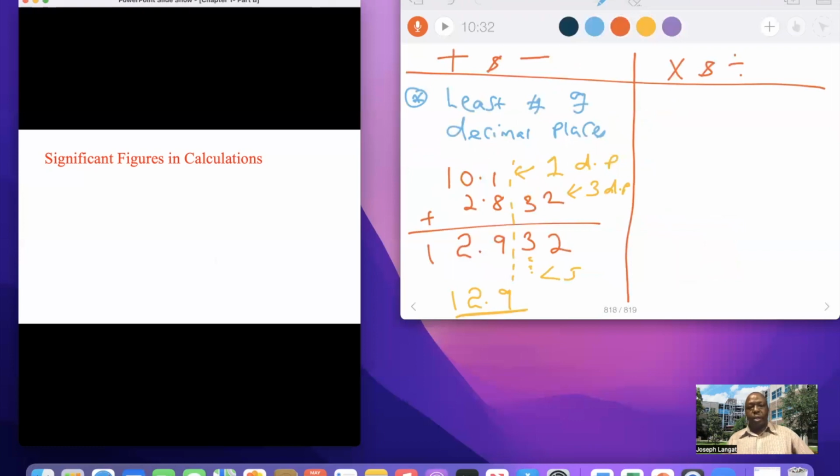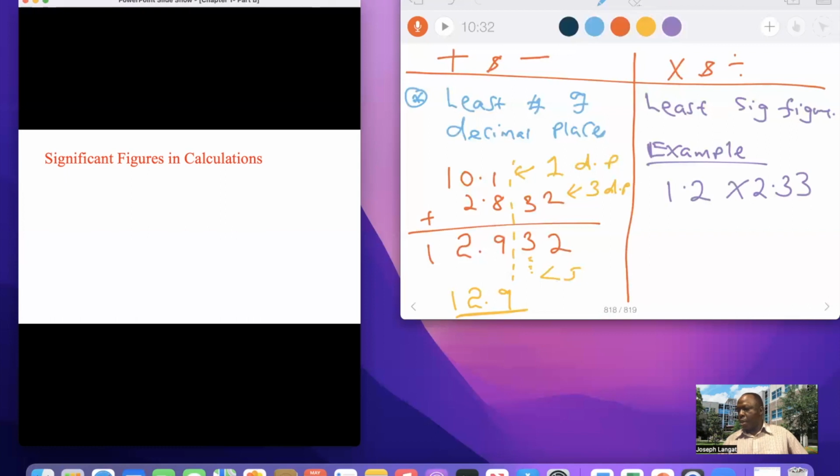Now, multiplication and division, just the way we look at the density, we divide the numbers. Here, you look at the least number of significant figures. You have to look at the number of significant figures. For example, you have an example here, 1.2 times 2.33. Let's say centimeters.